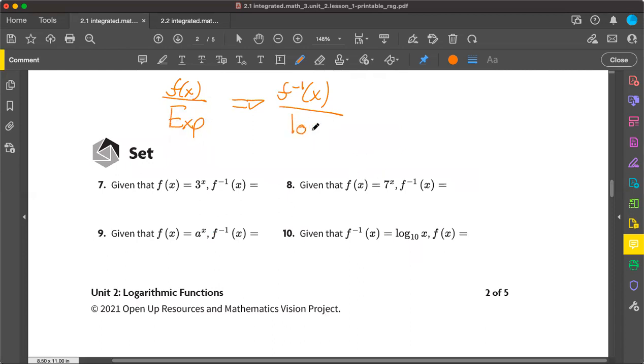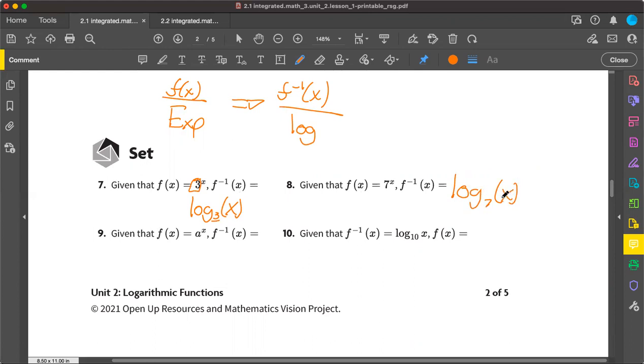Hopefully you're saying log. That'll come back again. So here we have f of x equals 3 to the x. F inverse of x should be equal to log base 3 of x. So we borrow this 3. We say it's our base. Pretty simple. Same song and dance here.